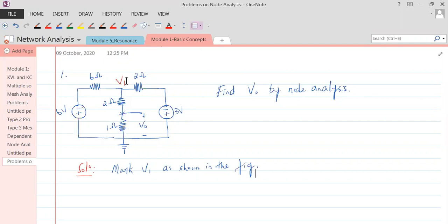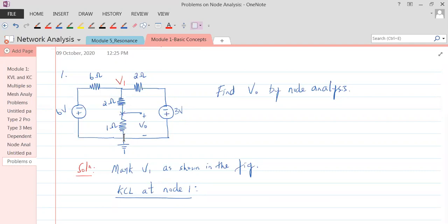We are not applying KCL at V1. We are applying KCL at node 1, mind you. Since there is just one node, we'll be applying KCL to this particular node. KCL at node 1, everybody. Is this okay with you? As of now, you're not bothered about this V naught. Just see 2 ohm and 1 ohm in series. Now, there are three branches, which means three currents.